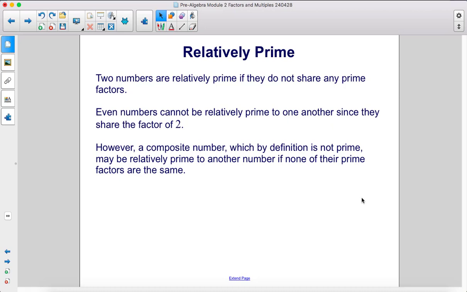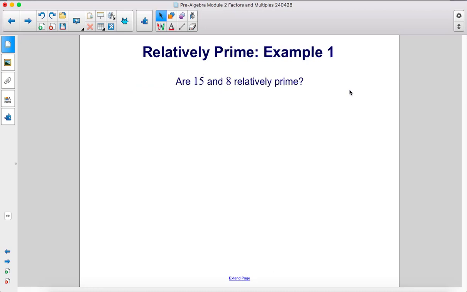Even numbers cannot be relatively prime to one another since they share the factor of 2. However, a composite number, which by definition is not prime, may be relatively prime to another number if none of their prime factors are the same. Are 15 and 8 relatively prime?